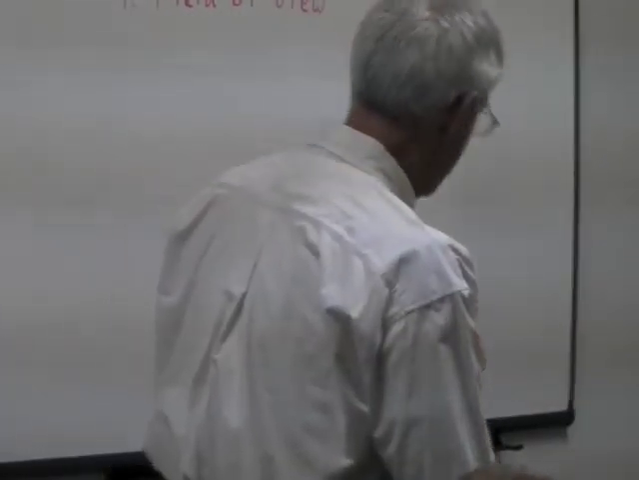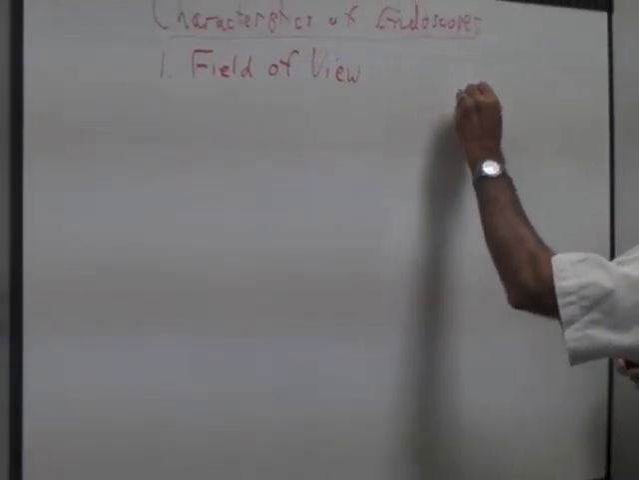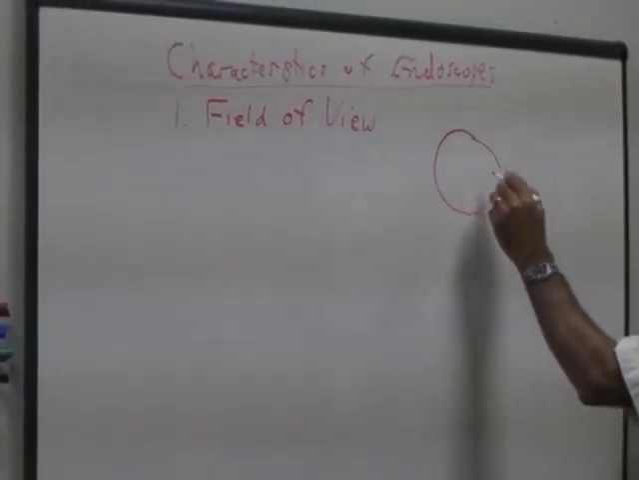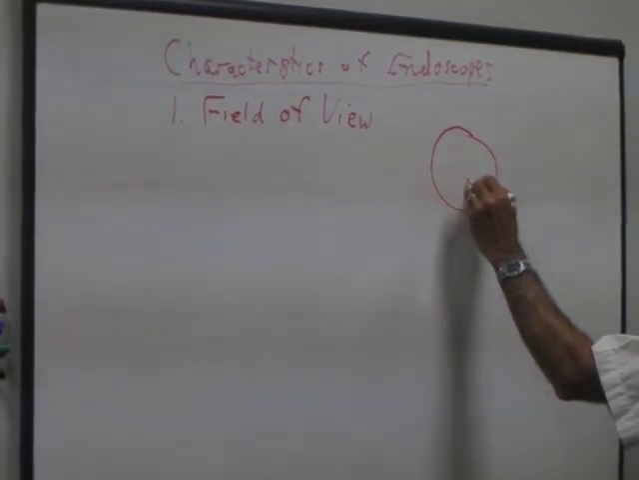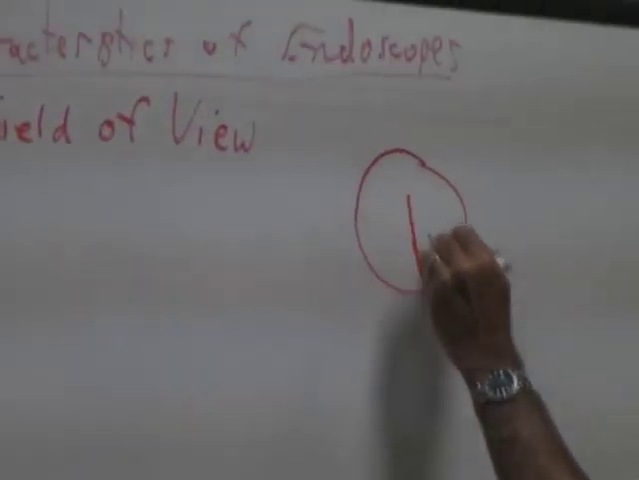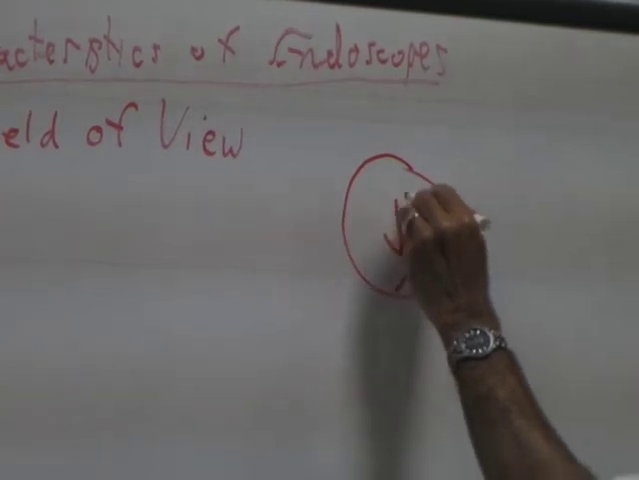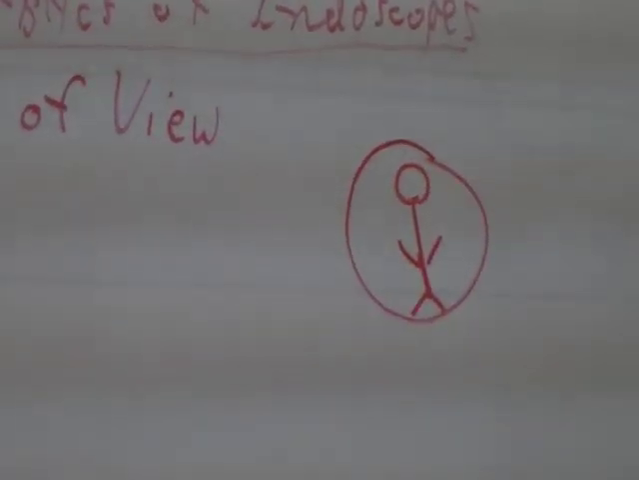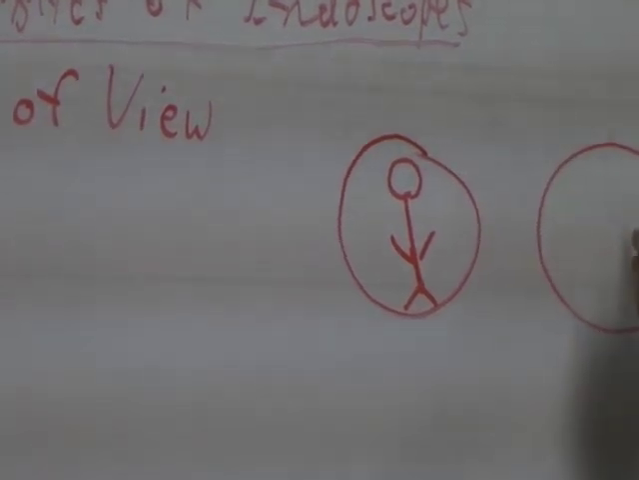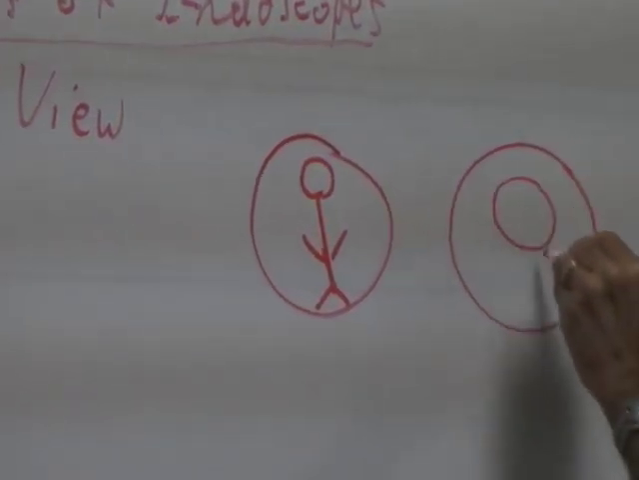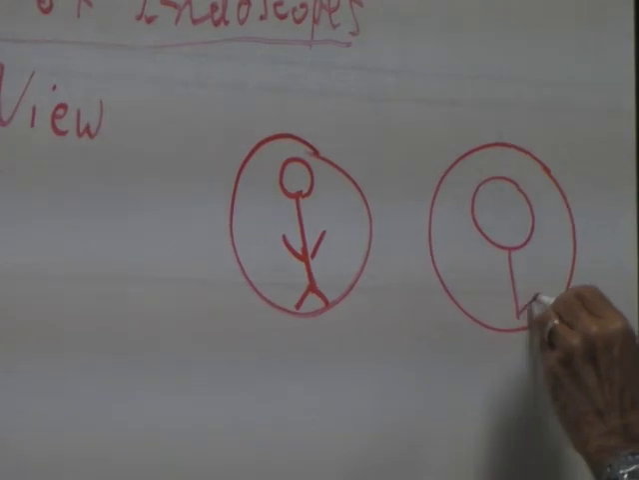Anyway, if I was looking at you, say, Nicholas, if we had a wide field of view, you might look like this when I look through the instrument. If we had a narrower field of view, you might look like this.